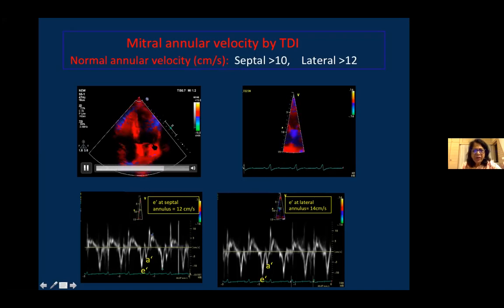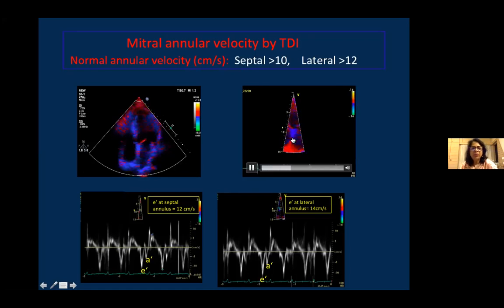Now, while doing tissue Doppler imaging and getting the velocity of the annulus, we always reduce the width of the colorizing sector, because it is by reducing the width that we get a very high frame rate, which is very much needed for assessment of velocity in tissue Doppler imaging. Look, this is the septal annulus.